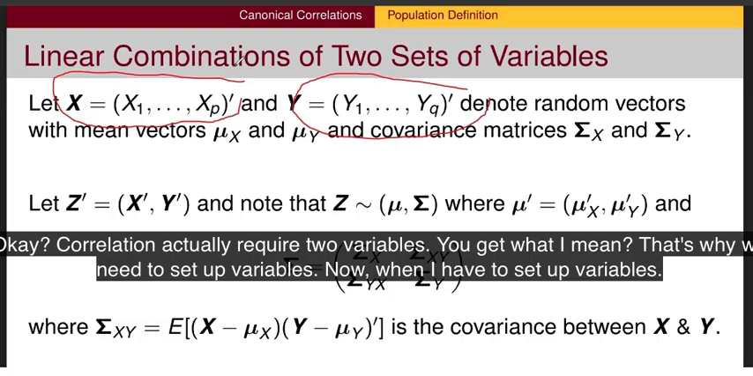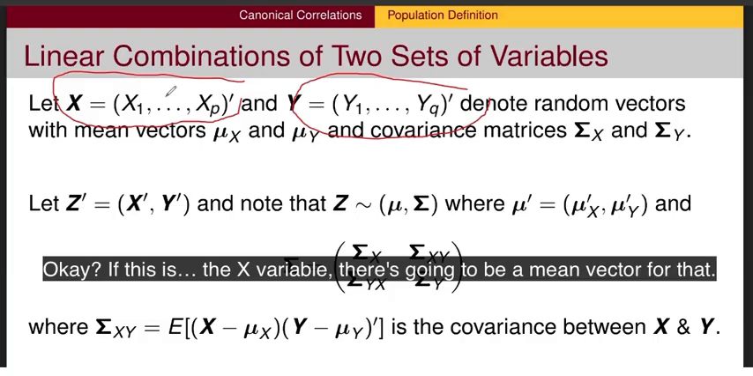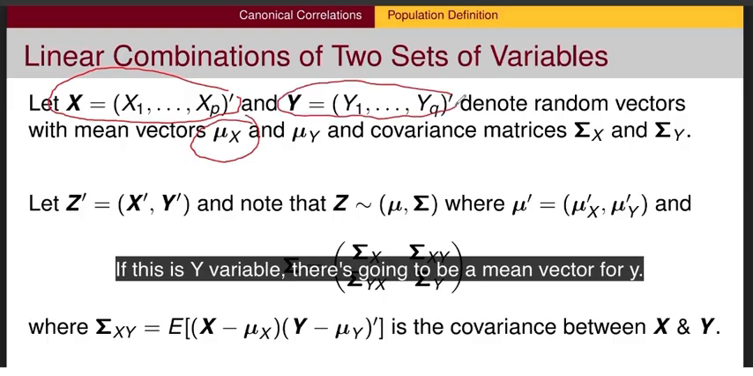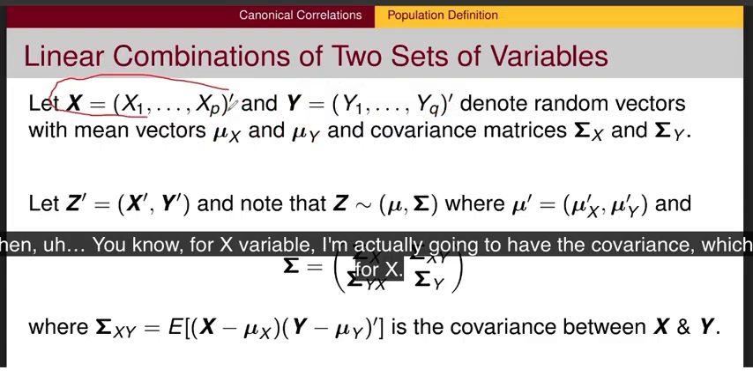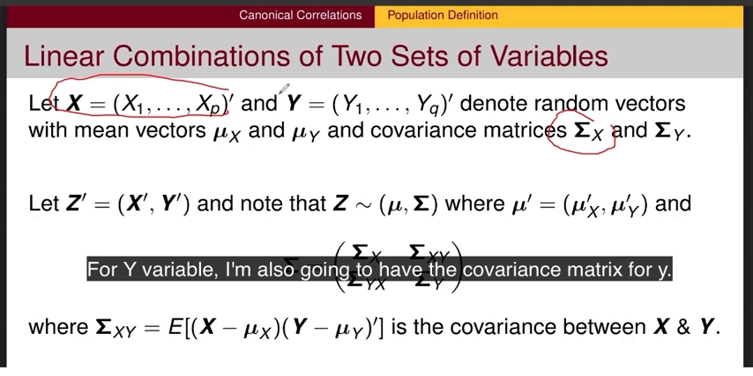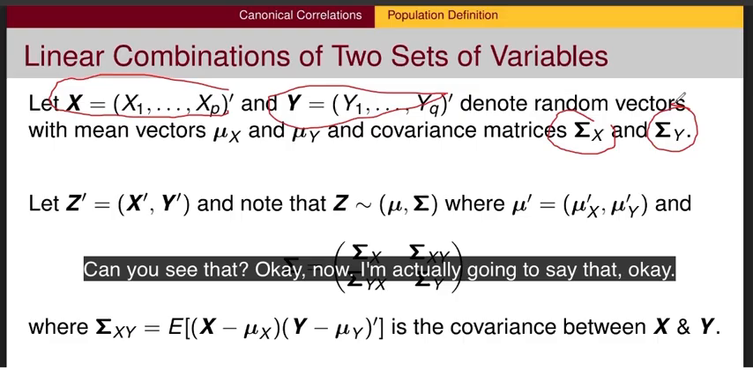Now, when I have two sets of variables, if this is the x variable, there's going to be a mean vector for that. If this is the y variable, there's going to be a mean vector for y. Then for the x variable, I'm going to have the covariance matrix for x. For the y variable, I'm also going to have the covariance matrix for y. Can you see that? Okay.